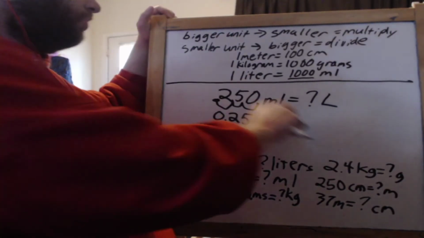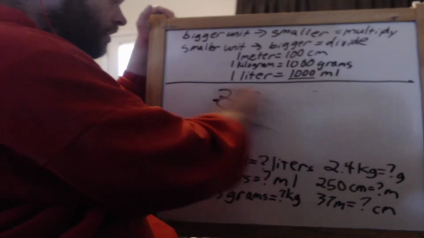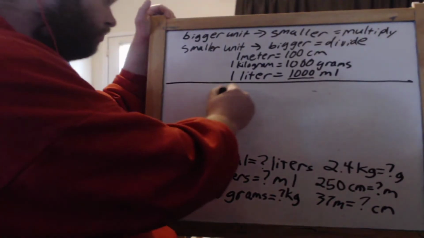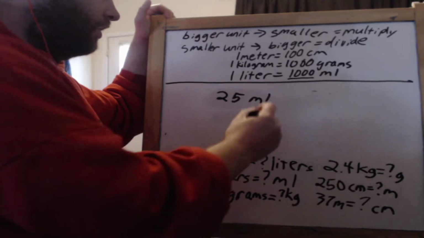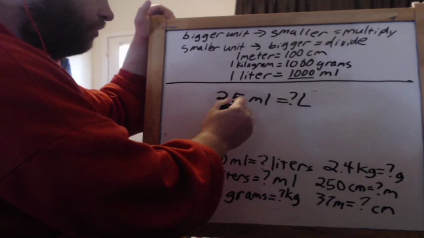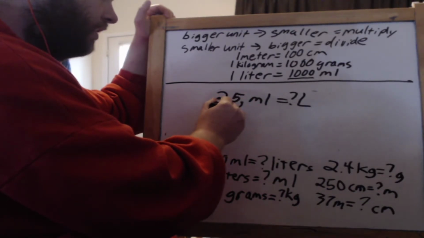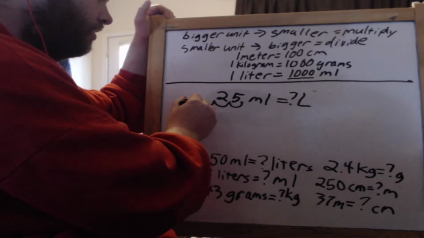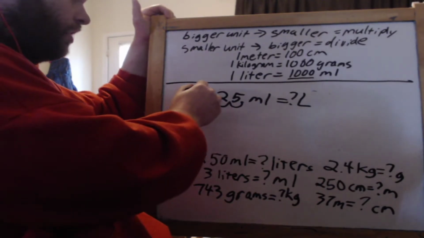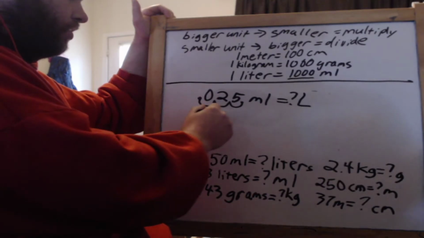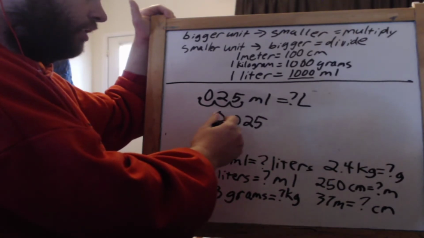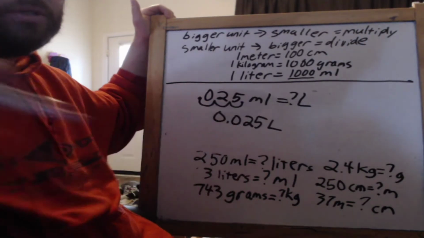Now I do want to just quickly go over, if this was 25 milliliters equals how many liters, we would still move the decimal place over 3 times, but it would be 1, 2, and then here, there's no number here. So anytime you move the decimal place in either way, and there's no number here, you would put a 0 here. So in this case, it would be 0, 25 thousandths, or 0.025 liters. So I just wanted to point that out.